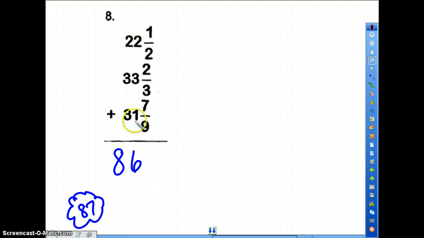Okay, so we've added these together here. We've added the whole numbers together. Now we need to add the fractional pieces together. I remember saying that the common denominator was 18.